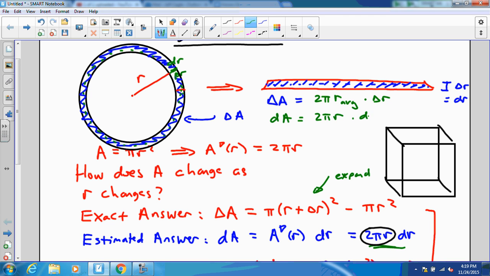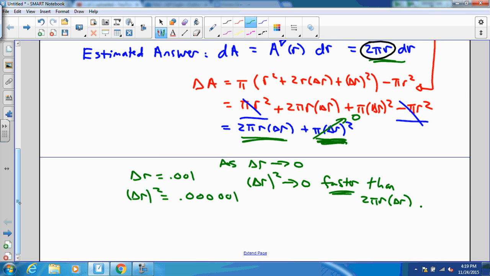Well, the dA is equal to 2 pi R times dr. Remember that R was the original radius of the circle right here. So the dA is going to estimate the area of this trapezoid by taking the top side of the trapezoid to be the average radius. Is that true? No, it is not true. Is it close to true? Yes, especially when dr is really small.